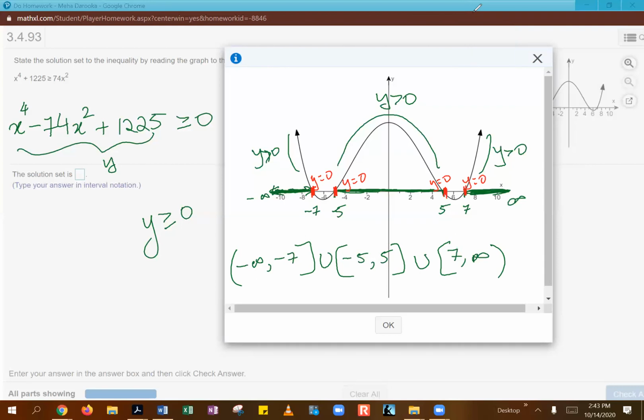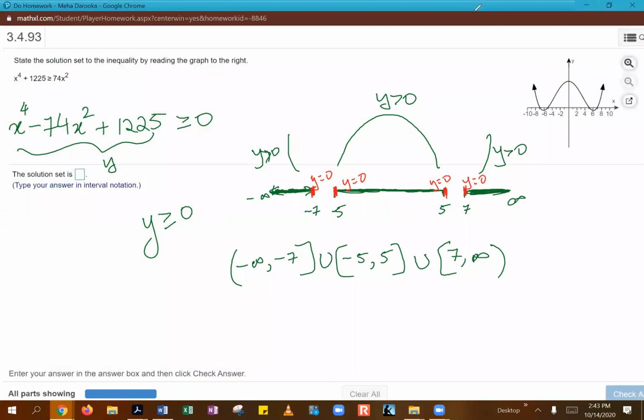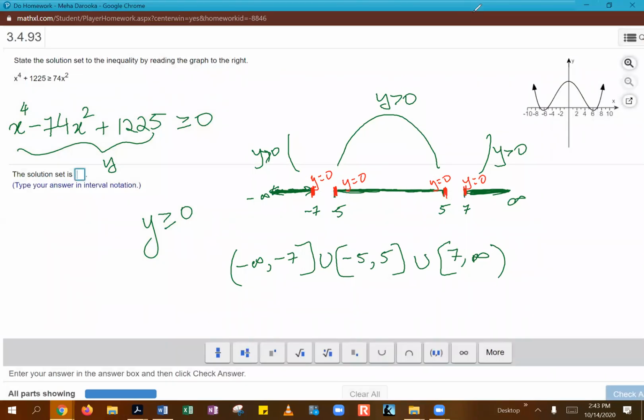So let's check this answer over here. Now I do want to point out that if we were doing this not as a remote class, but a face-to-face class, then we would actually need to come up with these graphs. They would not be given to you. So again, those techniques we learned about graphing polynomial functions, we would need to use those in here.